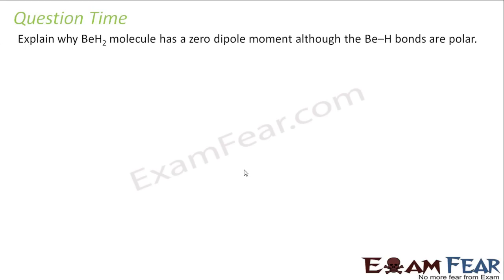Explain why BeH2 molecule has zero dipole moment, though BeH bonds are polar. So if you see this shape of BeH2, it is something like this, right? And this is more electronegative, so it will pull toward itself. The net dipole is 0. But if you see, BeH has a dipole, the other BeH also has a dipole, but the net dipole is 0. They both cancel each other.